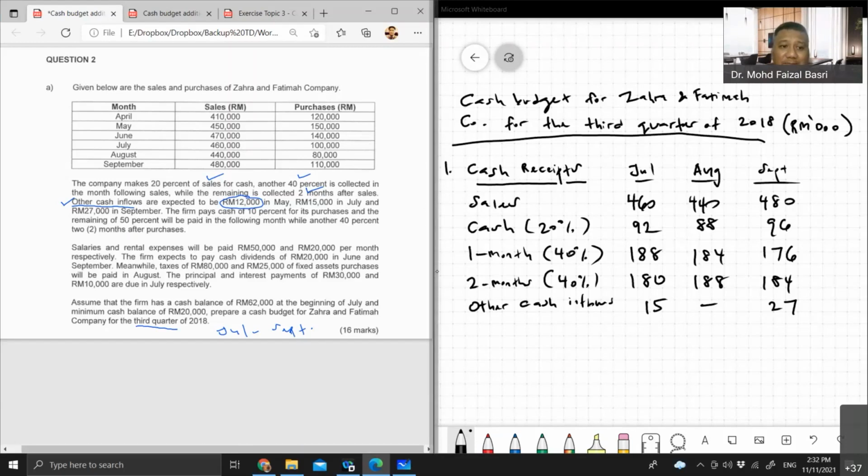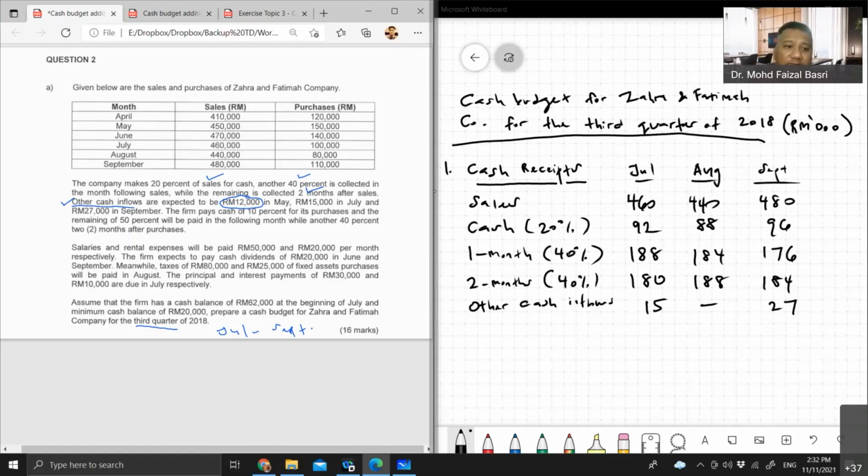Salaries and rental expenses, again, paid. Okay, this is not receipts. The firm expects to pay cash dividend, again, pay. So this is not receipts. Meanwhile, taxes and fixed asset purchases will be paid, again, paid. Interest payments. So all of these, second paragraph, referring to expenses. Okay, it's not part of our number 1.